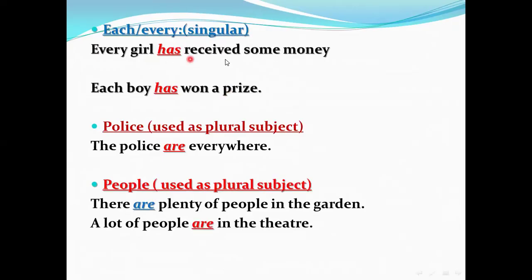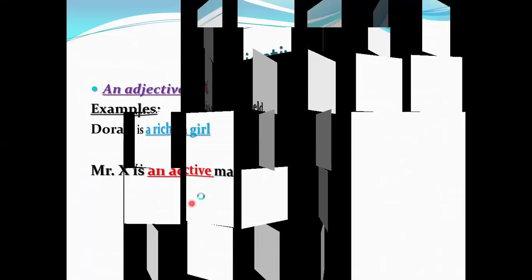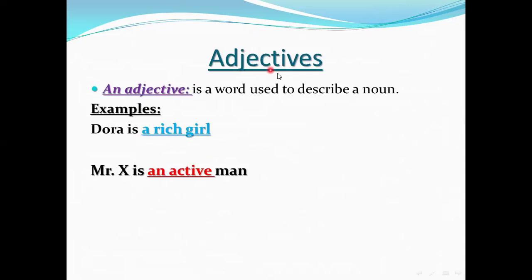Every girl has received some money. Every boy has won a prize. Police is used as a plural subject like this: the police are everywhere. People is used as a plural subject like this: there are plenty of people in the garden. A lot of people are in the theater. Cattle, the cattle here: the cattle are in the field. Wages are rising.